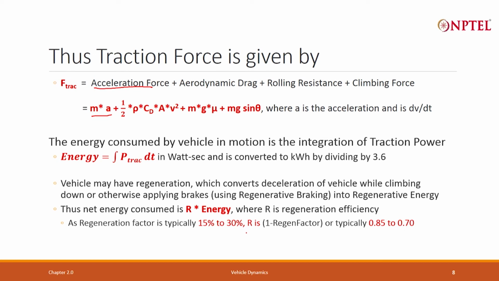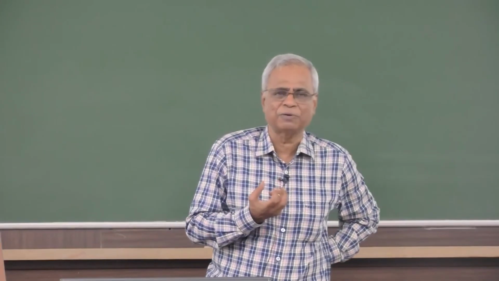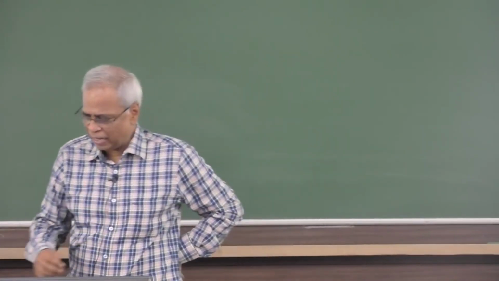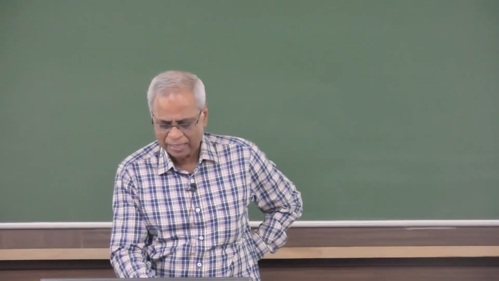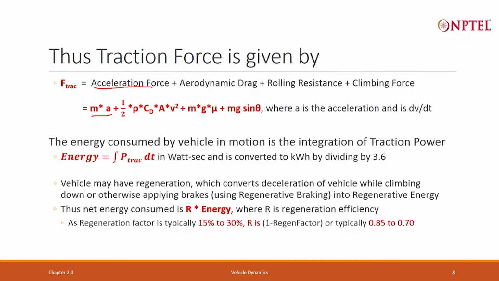If the regeneration factor is 100%, I can do that. In reality, it is not so, it is actually less, more like 15 to 30%. So, suppose it is 30%, that means 70% of the energy I will actually lose, only 30% I will recover. So, with a regeneration factor R applied, the net energy used during acceleration and deceleration is R times the energy that was used for acceleration and deceleration.